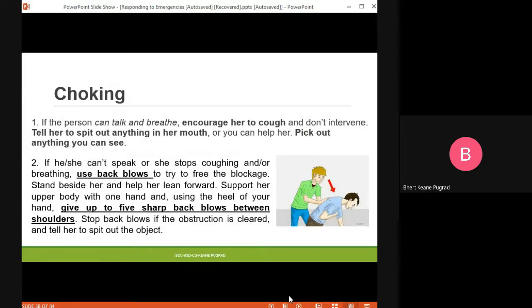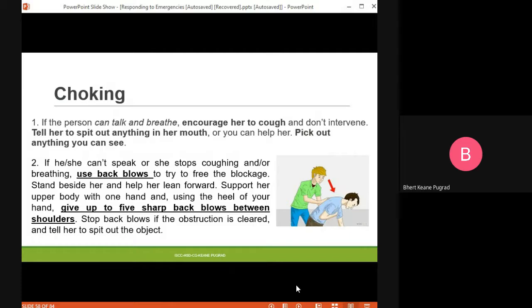So, if the patient is choking, you need to do the following. First, encourage him or her to cough out the food, no? But if he or she cannot cough out the food, doon na tayo mag-i-intervene. Pero if the patient is able to spit out all the food and nawala yung choking, then do not intervene. Just comfort and assist the patient, no?